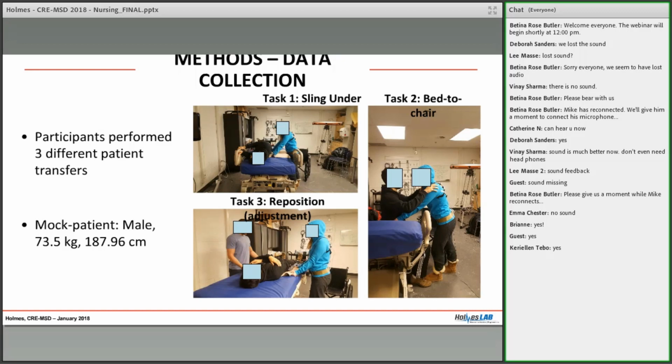A bed to chair task, which was a standard bed to chair task where the participant would begin in a lying position, very similar to the video that Tilak just showed. The nurse would have to sit the participant up on the edge of the bed. We would have a wheelchair positioned at the location that they desired with the wheels locked, and then they would transfer the patient from the bed to the wheelchair. And then finally, task 3 was a repositioning task with the help of an assistant. The nurse would reposition the patient and slide them up the bed.